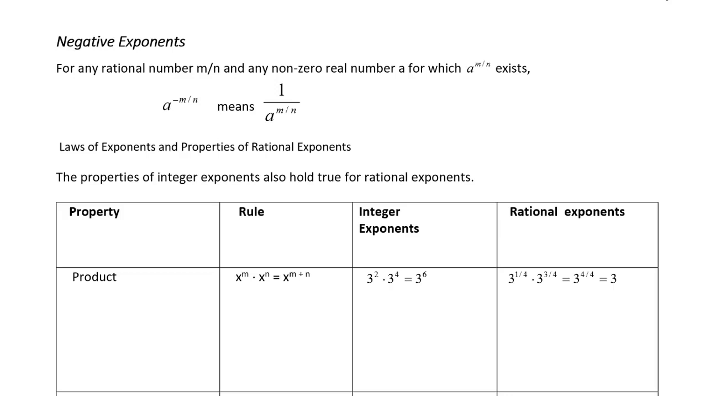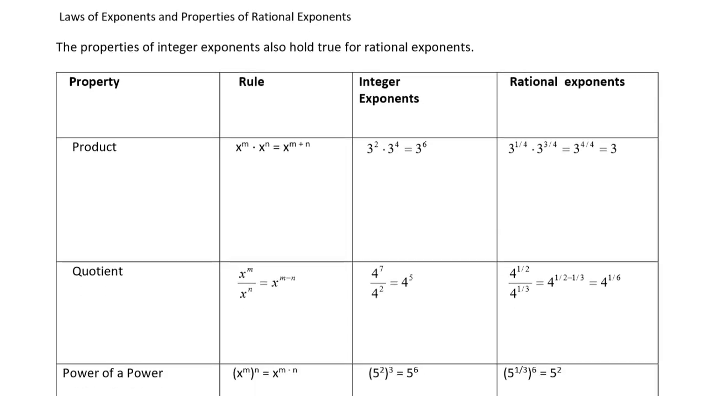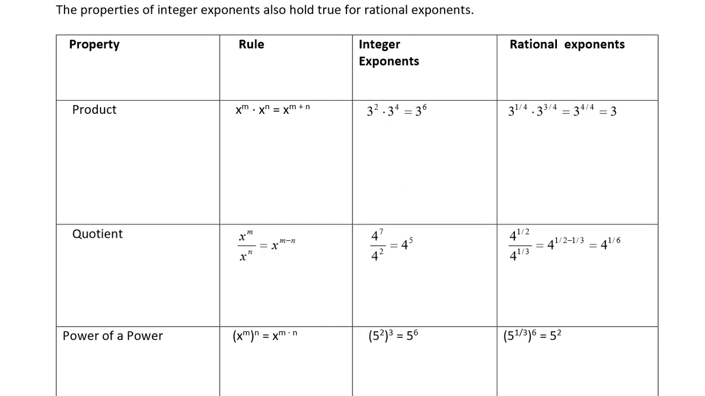So here we have many laws of exponents and properties of rational exponents. These properties of integer exponents also hold true for rational exponents. The rule says if you have a product of two bases that match, the exponents will add together. An example of this would be 3 squared times 3 to the 4th, and that will give you 3 to the 6th.